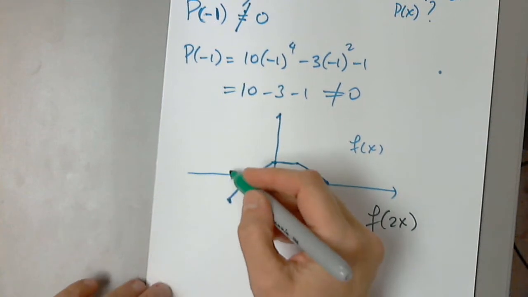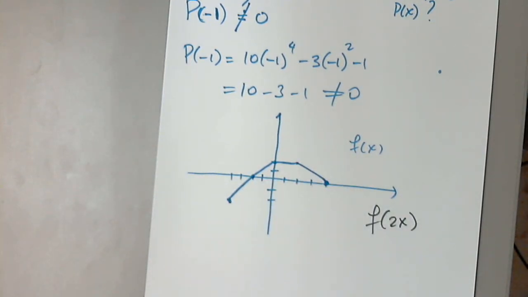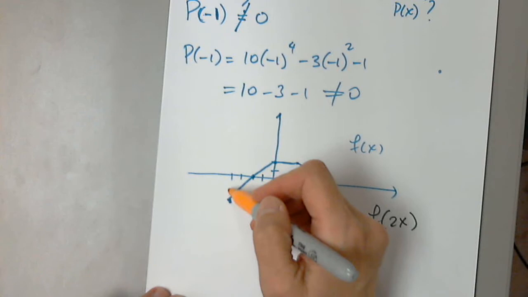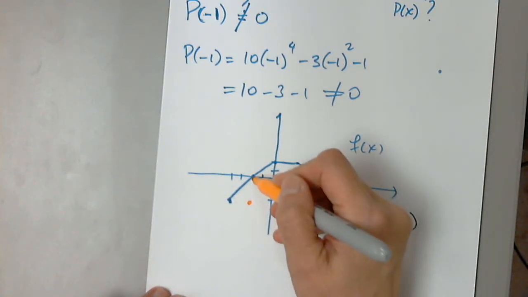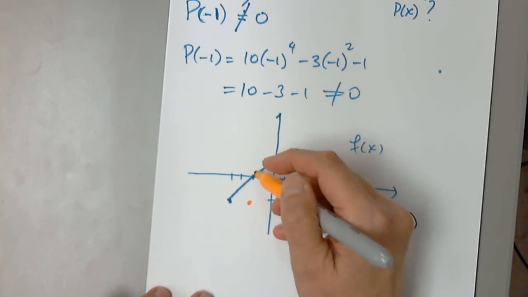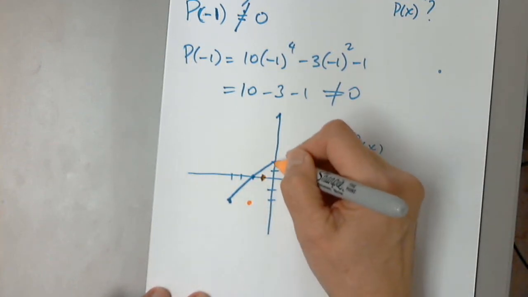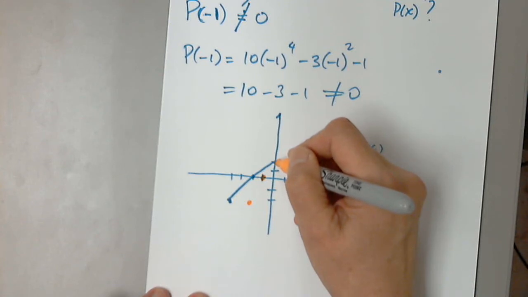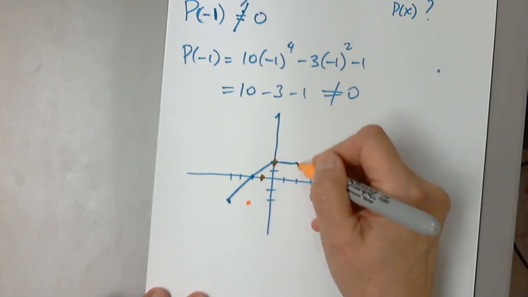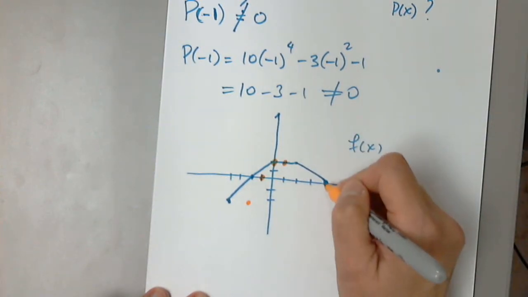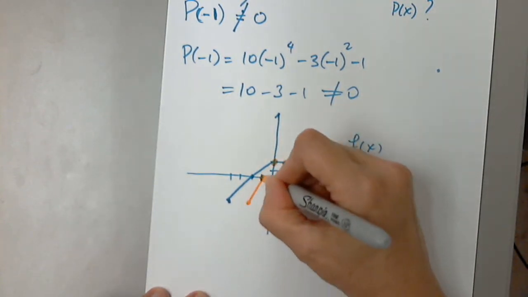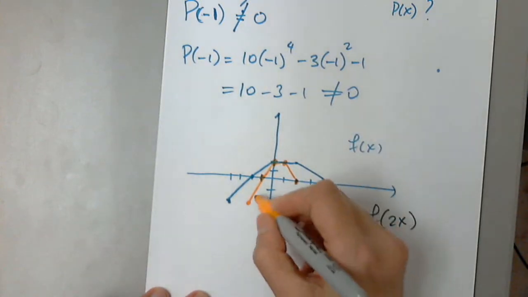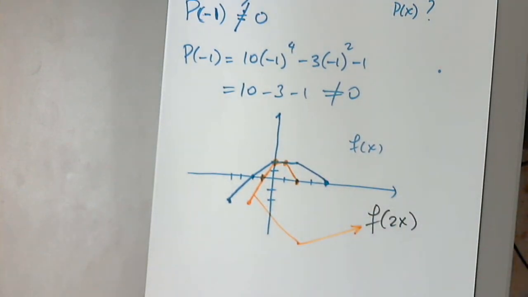So this x value, let me use a different color, this x value is at -4. Where will it go? This x value is at -2. Where will it go? This x value is at 0 for x. Where will it go? This x value is at 2 for x. Where will it go? This x value is at 4 for x. Where will it go? Excellent. This is f of twice x.